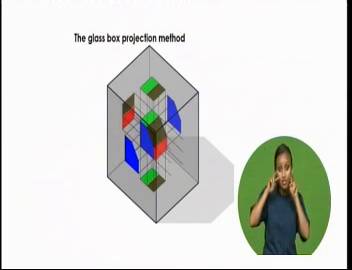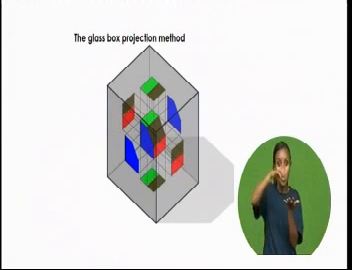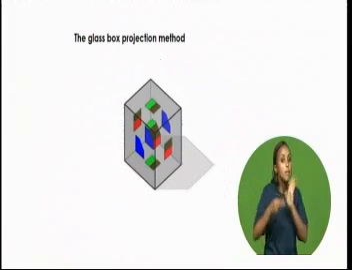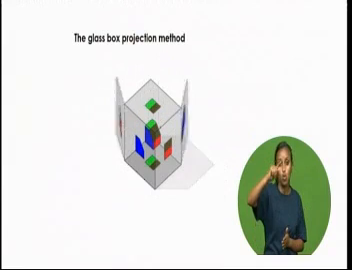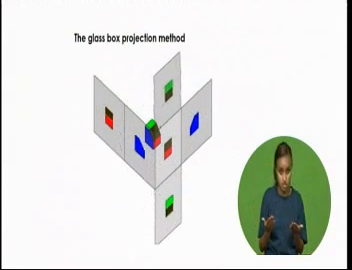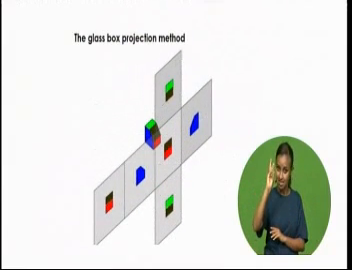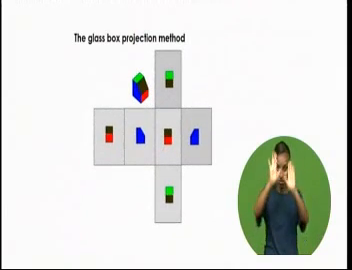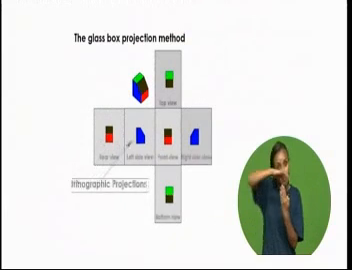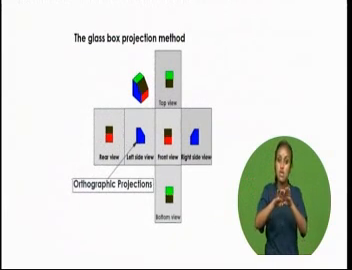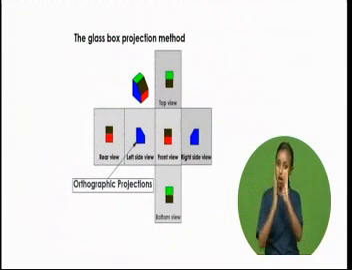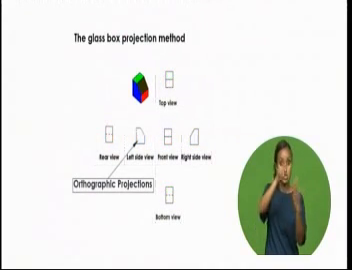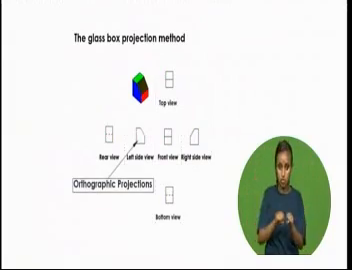The views of an object projected on the faces of the glass box are called orthographic projection views of an object. We have six principal orthographic views of an object on each face of the glass box. Notice that when the surface of the object is parallel to the principal planes, the orthographic view of that surface has the true shape of the surface on the object.